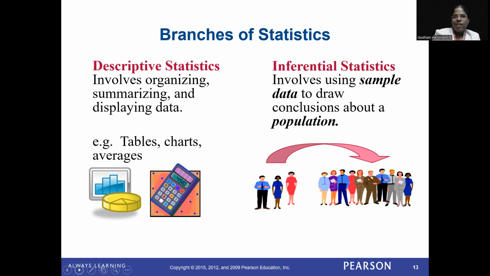For example, in a kitchen, we always test whether the rice is cooked or not in a pot. We are not testing the whole pot of rice. We take some rice in a spoon and check whether it is cooked or not. By that, we conclude whether the pot of rice is cooked. Like that, here also, we take only the sample data to draw a conclusion about a population.